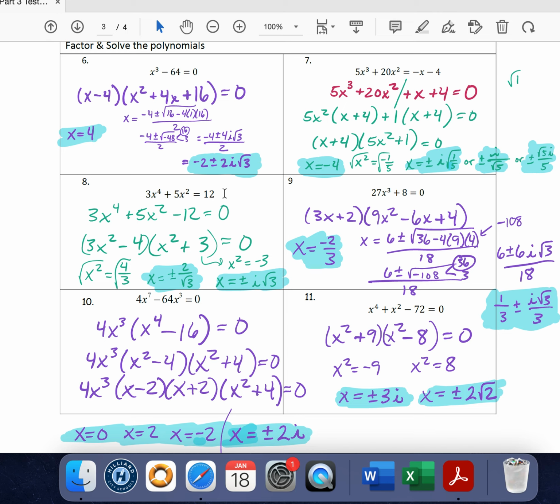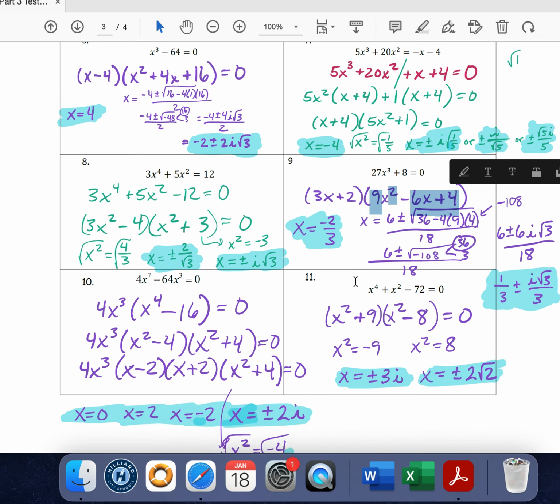This one's a 3-termer. Get everything on one side, and you can just double bubble. Here you're going to get imaginary. Here you're just going to get real numbers by using square roots. Here is a sum of cubes. Use the sum of cubes formula, and when you're done with this guy right there, you're going to use the quadratic formula to continue going.